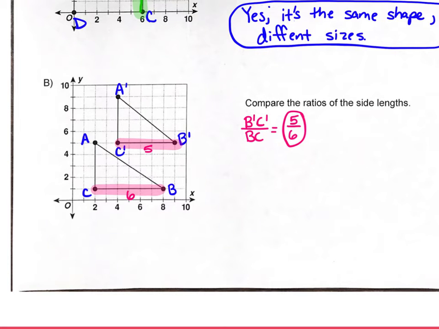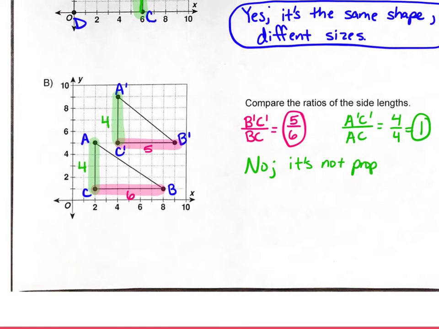If I change over here to A prime C prime and AC, I get A prime C prime is 4 units tall and AC is 4 units tall. So A prime C prime over AC is 4 over 4, which actually reduces to 1. These ratios are not the same. So I can already tell from these first two side lengths that no, it's not going to be a dilation. It's not proportional.